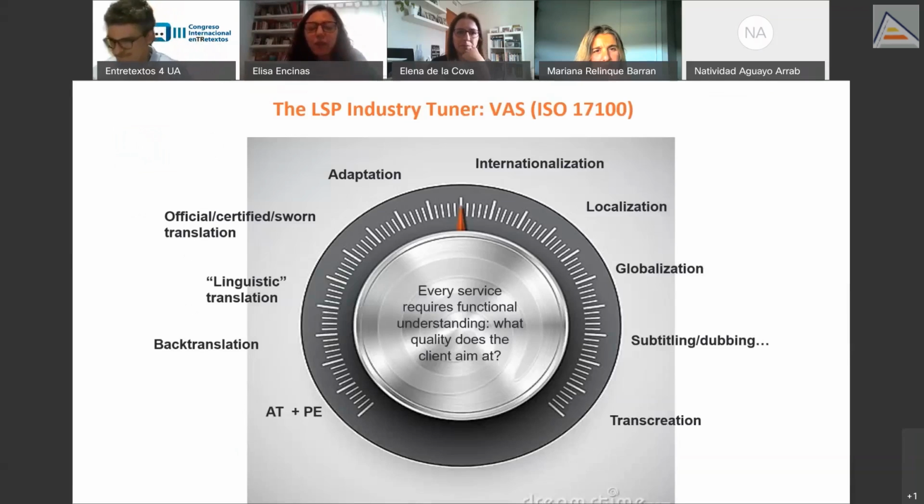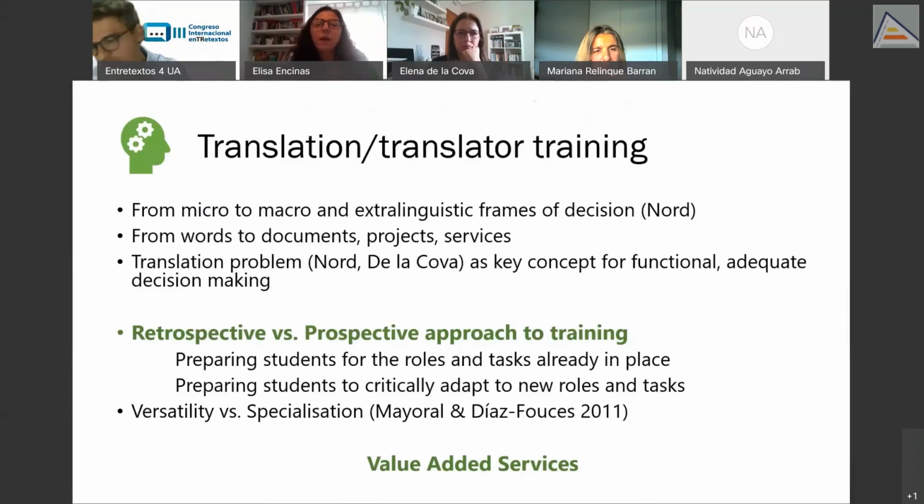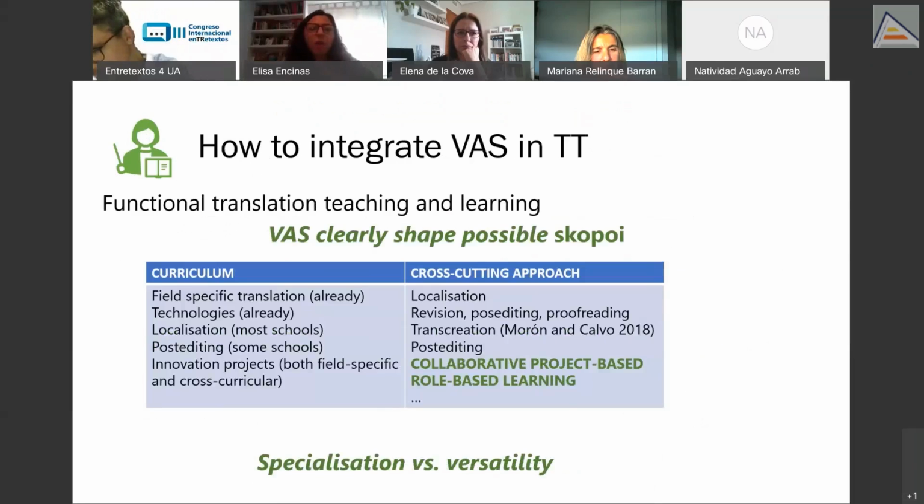So this is a quick image representing the different kinds of value-added services within the industry. There are more. This is not exhaustive because every couple of years there is a new one. And how do we bring this into translator training? Basically, there are 2 ways to include this in our curricula. The first one is the one we already know, by including new modules in the curricula. For example, some of these things we already do.